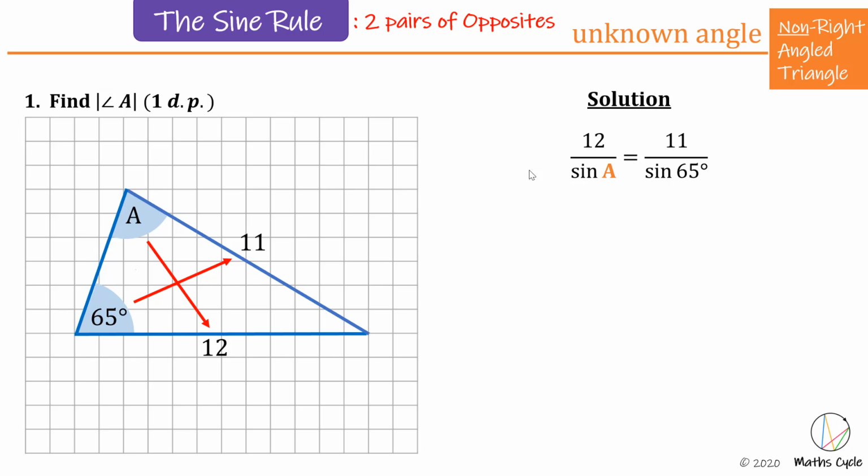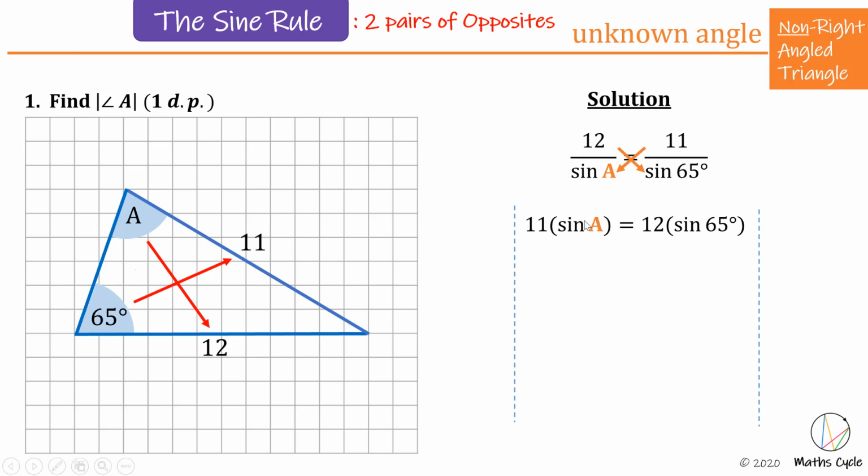Now, because I have one ratio equal to another ratio, I can cross multiply. The only thing I would ask is that you leave your unknown on the left hand side for ease. So let's multiply 11 by sine A on the left equals 12 times the sine of 65 degrees. Then we're going to use our balancing method to finish our solution.